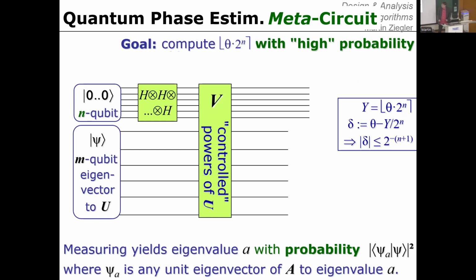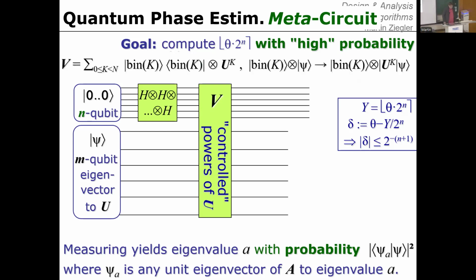It contains actually controlled powers. Remember what controlled means? It means there's one qubit. If that is 0, nothing happens to the others. If that is 1, then something happens to the others. That's a general idea. And here's the definition of V. And here you see why it's controlled.